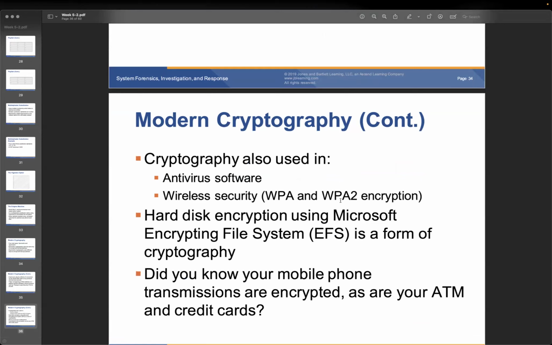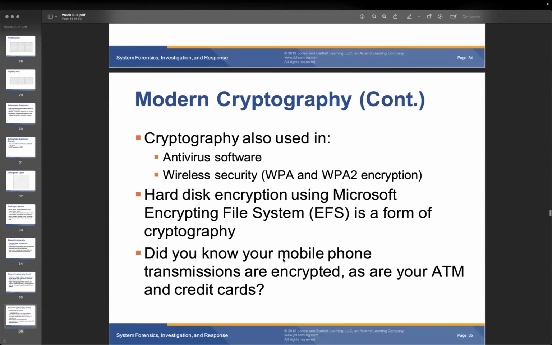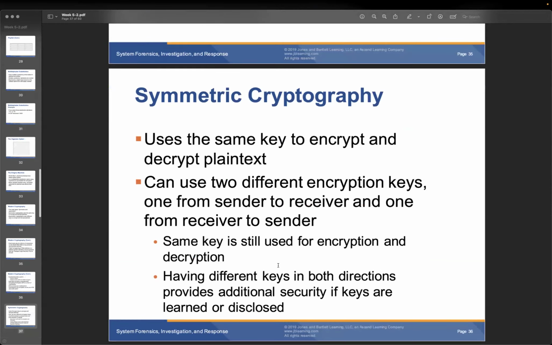Cryptography is also used for antivirus software, and wireless security like WPA, WPA2, and now WPA3, sometimes with Macs too. And also hard disk encryption, like the Microsoft Encrypting File System. Apple also has file encryption. Even mobile phone transmission can be encrypted, and also things like credit cards and ATMs.